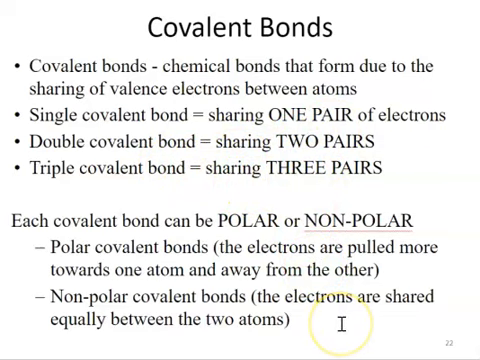When you're looking at each bond, each covalent bond can also be called polar or nonpolar. Polar means having ends that are different, and nonpolar means the two sides are the same. Polar covalent bonds means the electrons that are being shared are pulled more towards one atom and away from the other. And in nonpolar covalent bonds, the electrons are shared equally between the two atoms.